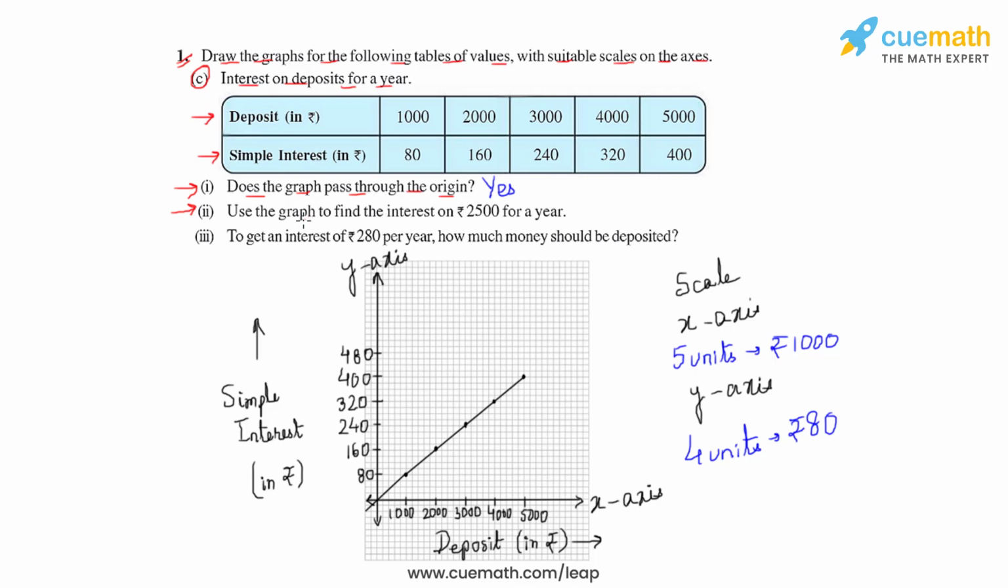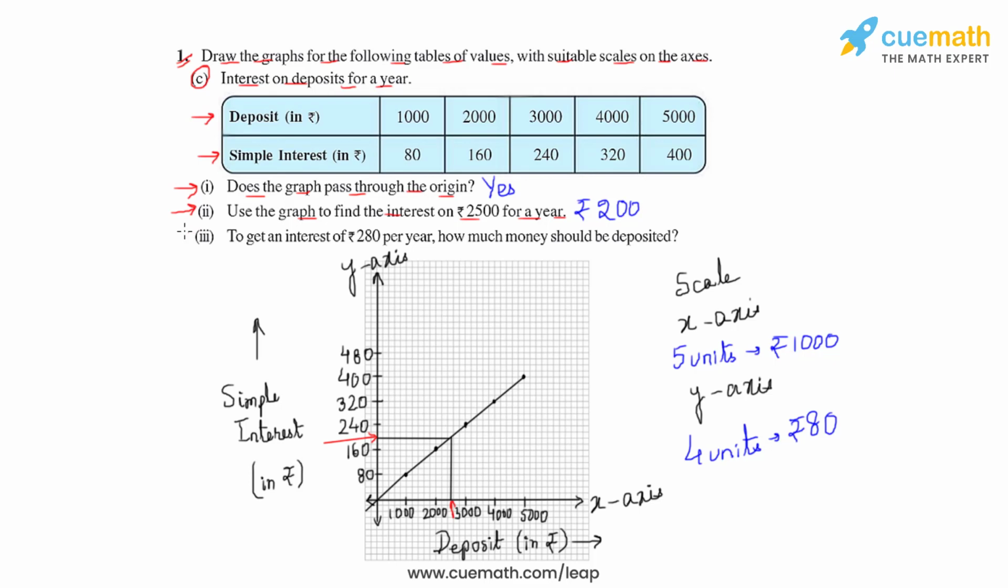Let us now move on to the next part. It says that we'll have to use the graph to find the interest on 2,500 for a year. So basically, if we are going to deposit 2,500, we'll have to take the reference of the x-axis, where 5 units corresponds to 1,000. So 2.5 units will correspond to 500 from 2,000 rupees, which would be somewhere here. Now if we draw a line to get the corresponding point on the y-axis, it would be this point, which is exactly in the middle of 160 and 240. Hence it would be 200. So we can say that the interest on 2,500 for a year would be rupees 200.